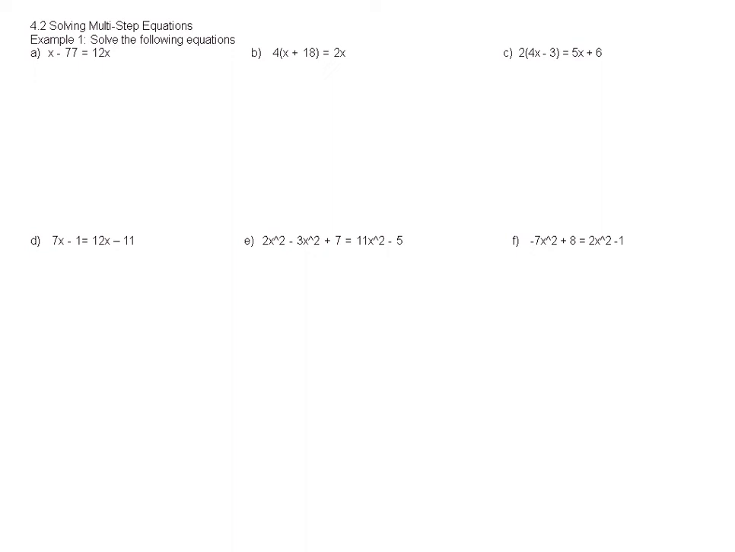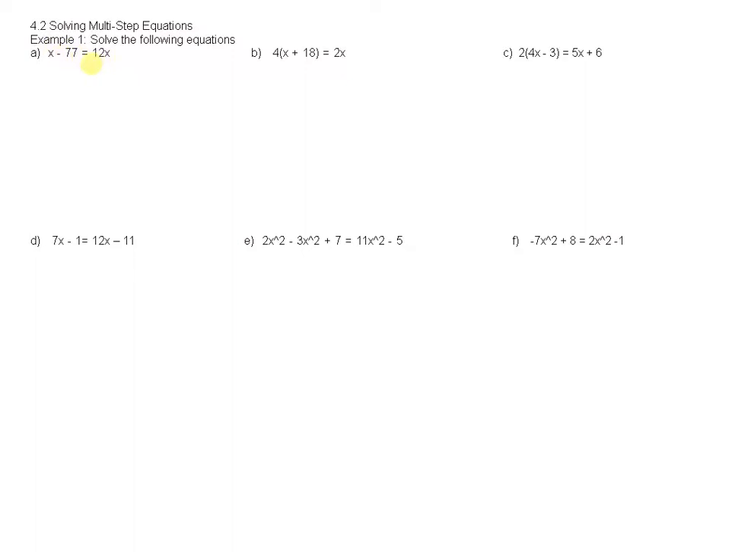So 4.2 is solving multi-step equations, and we already went over some of this in 4.1. We're going to go more into depth with harder ones. Okay, so the same steps apply. So we have x minus 77 equals 12x.